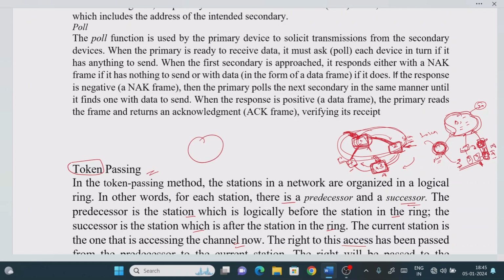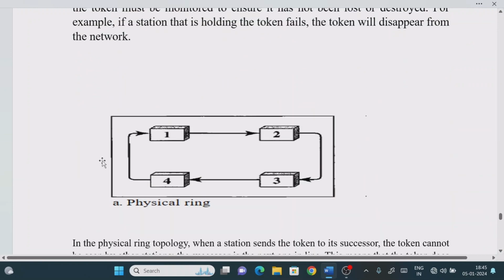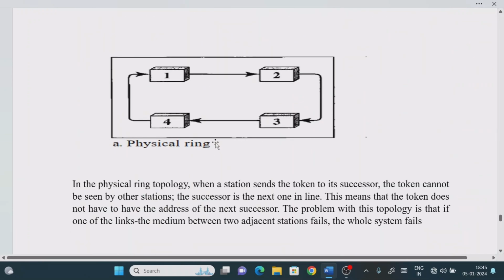When the token is circulating in the ring manner, if one of the devices fails, then it cannot pass the token to the other devices. That is the limitation of this approach, right? Now we have different types of methodologies, right? The first one is the physical ring methodology, right?